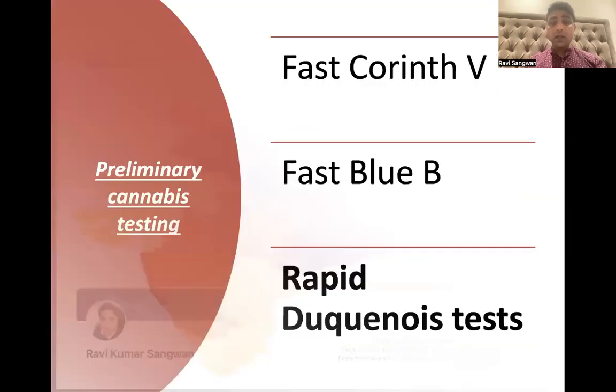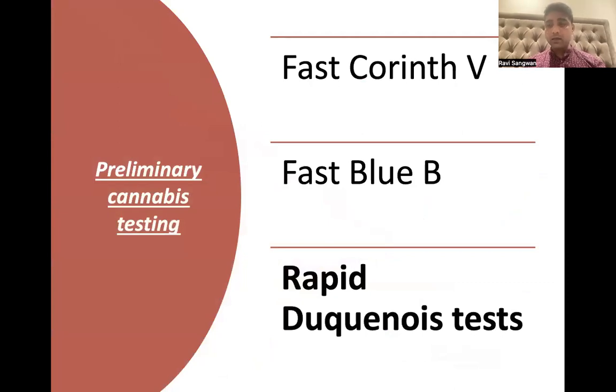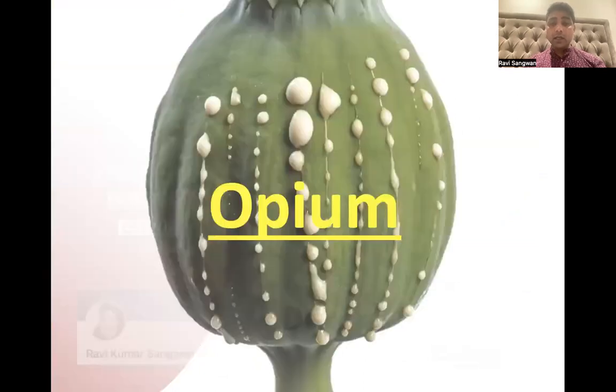Okay, and this is a point for those who want to do forensic science in their life, for forensic students who are going to become forensic experts. We do preliminary cannabis testing, and these are the three tests we do: Fast Corinth V, Fast Blue B, and the rapid nucleus test.